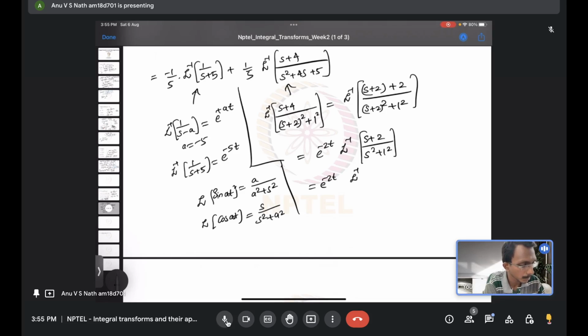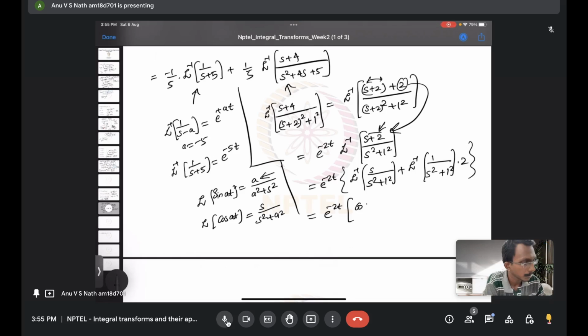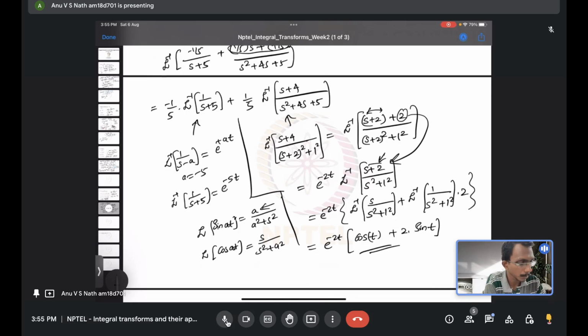So I think this s plus 2 is clear. It's not confused with s plus 2 in the denominator, s square plus 1. This 2 is coming here. So s divided by s square plus 1, plus 2 divided by s square plus 1 square, where a constant 2 is there. That I am taking outside as a constant, because we have to have this form, because a is 1, right? So it's e raised to minus 2t times cos t plus 2 times sin t. So this is the inverse Laplace transform of this part.